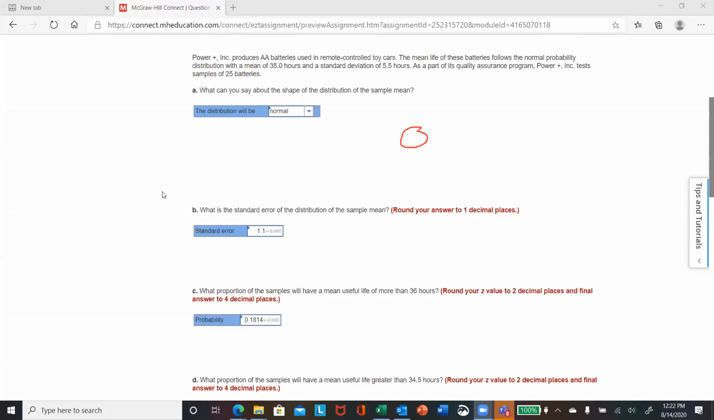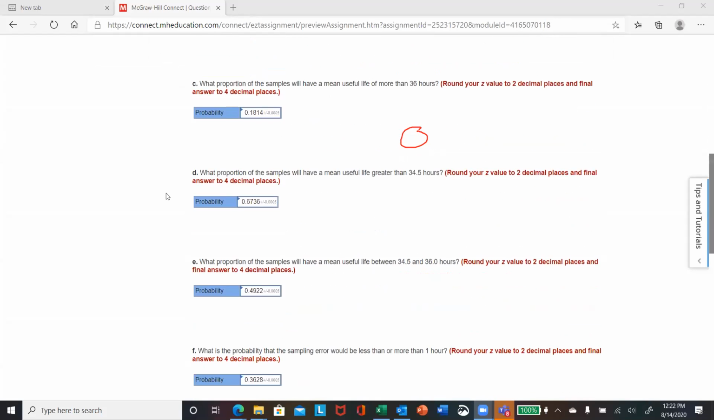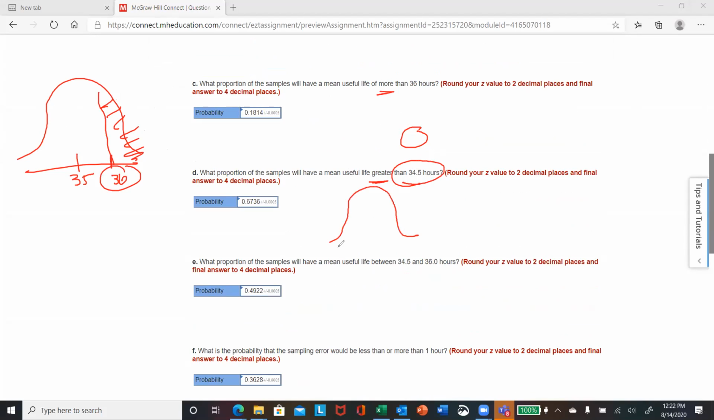And so on that one, our mean again is 35. Using that as our midpoint, if it helps you to visualize it, put that 35 there, then you've got 36. Draw your line, they want more, so you're looking to the right. You have to convert that into a z value, and then find the area to the right. Letter D, it's 34.5, and again, they want greater than that. So if that's 35 and you've got 34.5, they would want you to find, again, the area to the right.